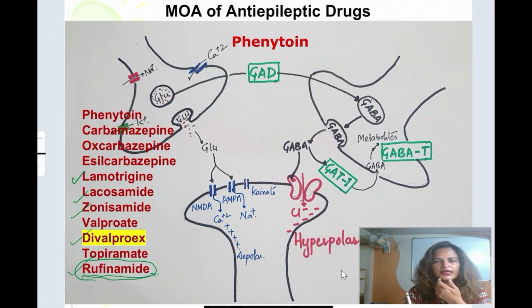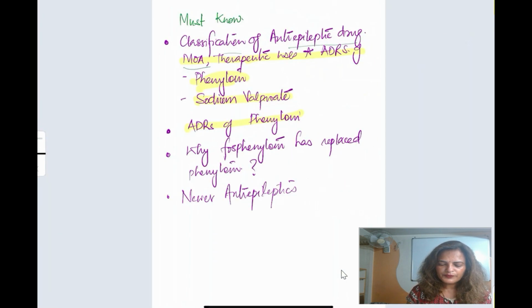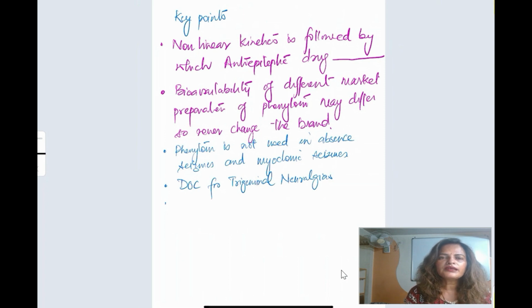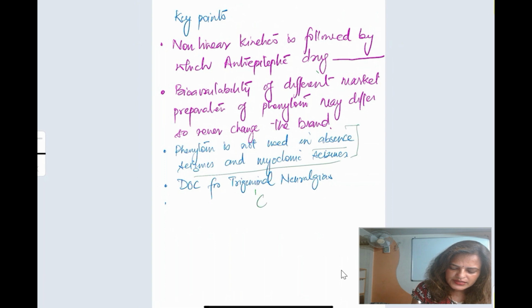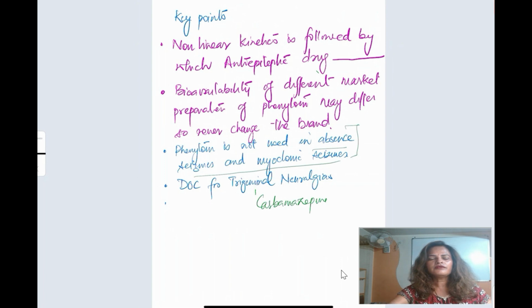So there are many more still left that I have to discuss. That will be discussed in my next video. What are the key points so far? Non-linear kinetics is followed by which anti-epileptic drug? Yes, it is Phenytoin. Now the bioavailability of different market preparations of Phenytoin may differ. You have to remember this too, so never change its brand. The third thing is Phenytoin is not used in absence seizure and myoclonic seizure because it is going to aggravate them. Drug of choice for trigeminal neuralgia, yes, right, it is carbamazepine. Oxcarbazepine. This is the drug of choice.